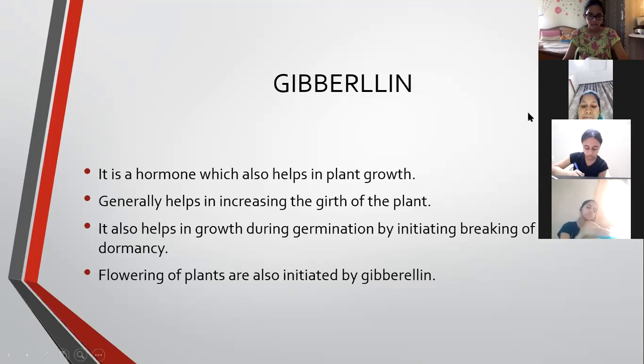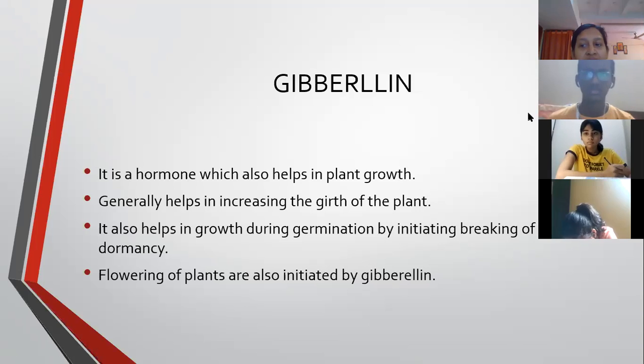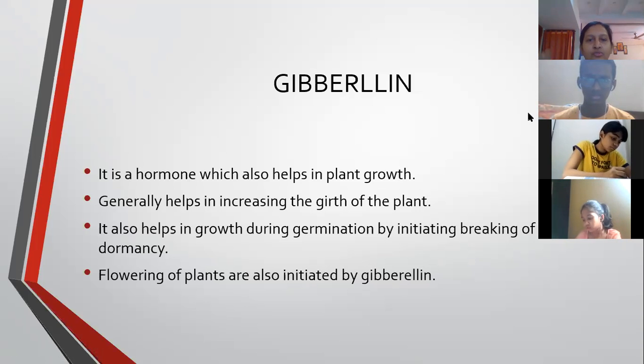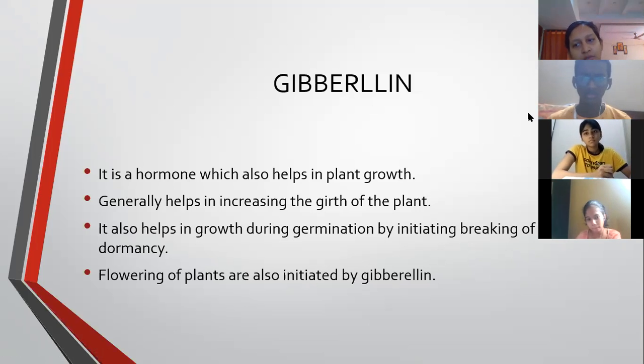But the seed doesn't have a brain to identify that it is in a favorable condition. How will it identify? With the production of gibberellin. As soon as gibberellin is produced, the seed understands that favorable conditions are around it. The shoot tip and the root tip immediately start growing out of the seed. So it helps in breaking the dormancy.